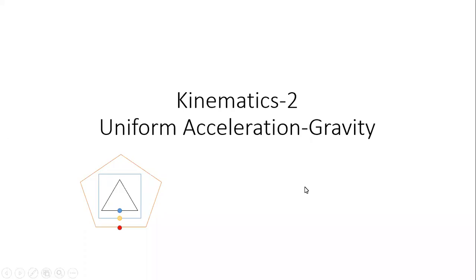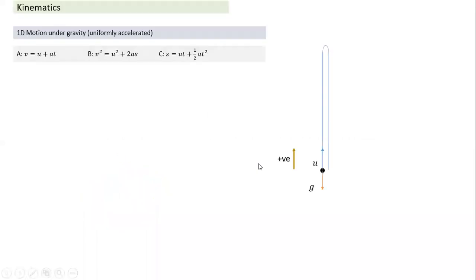Okay, let's start with this. So we'll continue with uniform accelerated motion under gravity. And yesterday we had uniform acceleration. The moment we talk about uniformly accelerated motion, acceleration is not changing. It means velocity is changing at a constant rate.